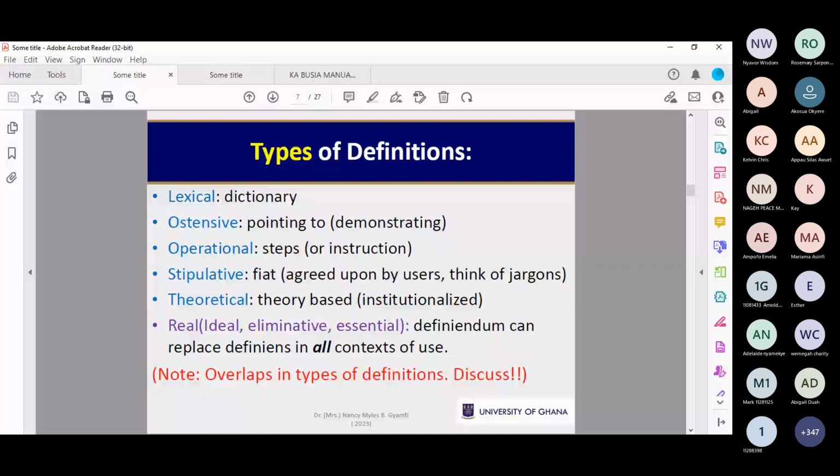The point I'm making is there's a reason why you call that definition real. It is also called ideal, also called eliminative, essential. Okay, and last week we treated that special. Look at even the color code. You see that I coded it differently because I want to say something in addition to what has been said already about the other types of definition.